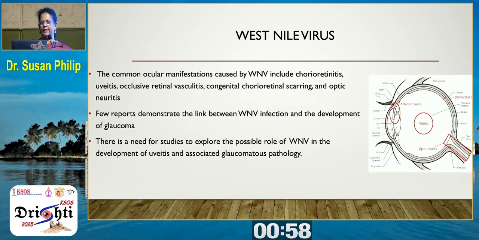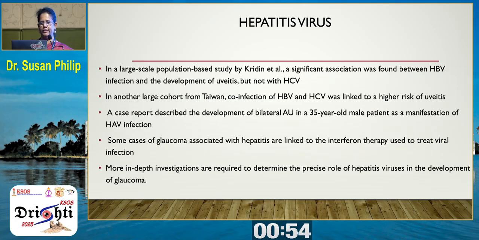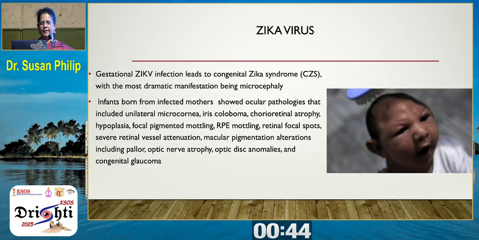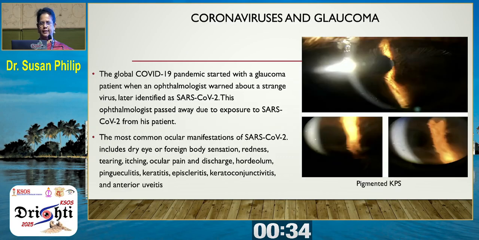West Nile virus is not seen in our place, but anterior uveitis is also associated with it. Hepatitis virus is very rare in causing glaucoma, but there have been case reports of glaucoma with hepatitis A, B and C. And now Zika virus has produced a Zika virus syndrome, whose most dramatic manifestation is microcephaly. Congenital glaucoma is associated with Zika virus infection.